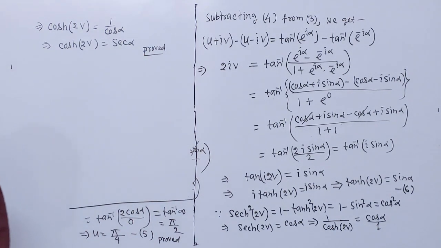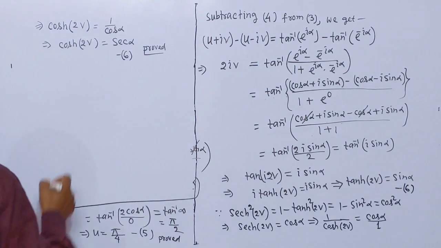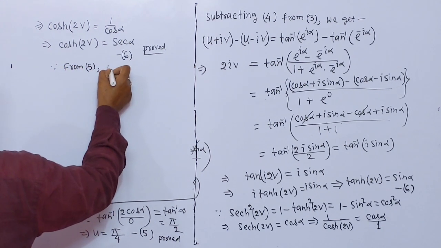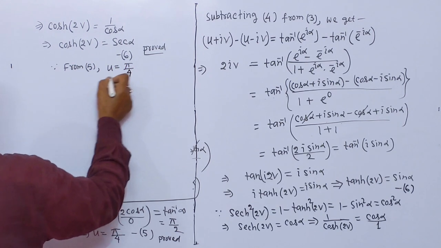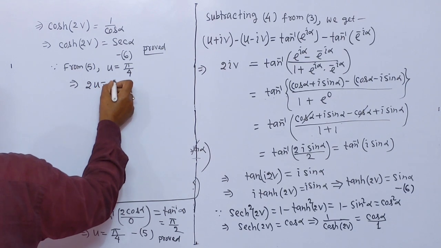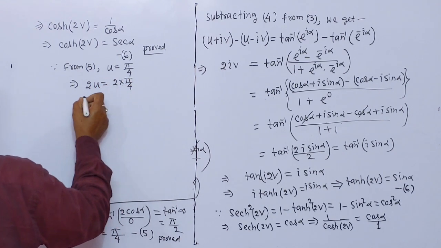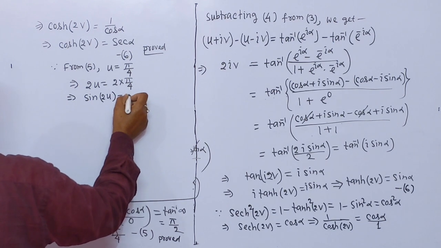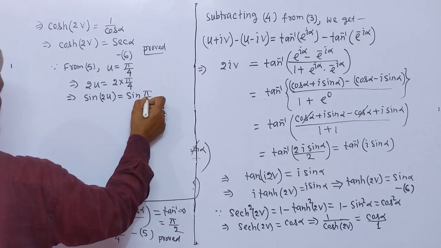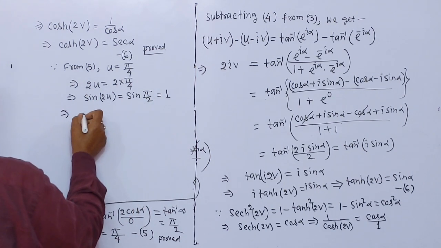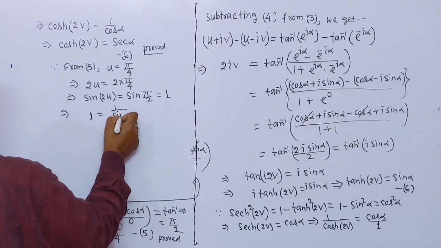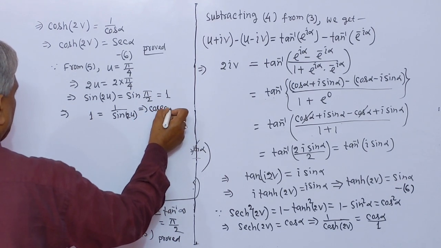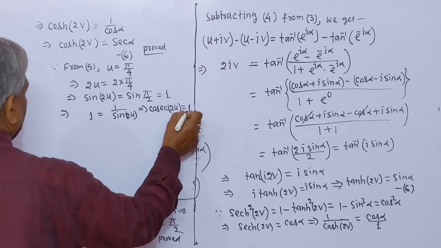Now for number 2, this is number 6. Since from 5 u equal to pi by 4, implies that 2u equal to 2 multiply pi by 4, implies that sin 2u equal to sin pi by 2, this is 1, implies that 1 equal to 1 by sin 2u, implies that this is cosec 2u. Cosec 2u equal to 1. This is number 7.